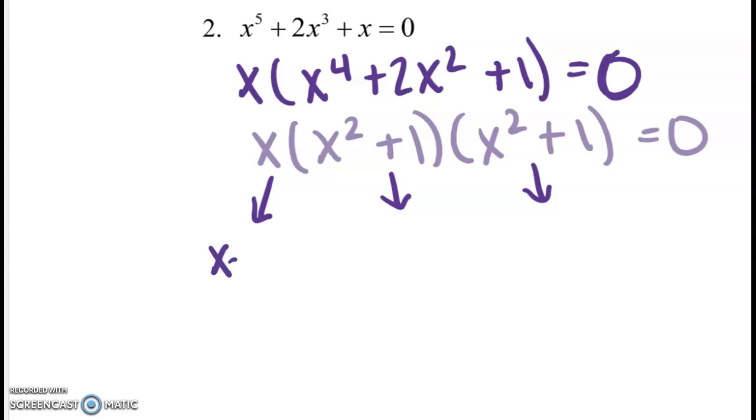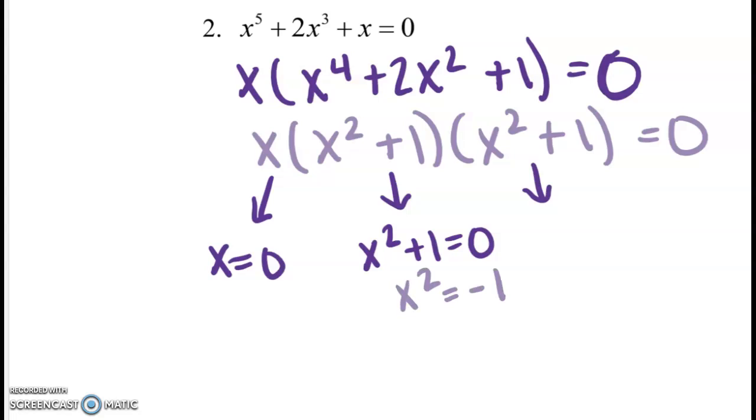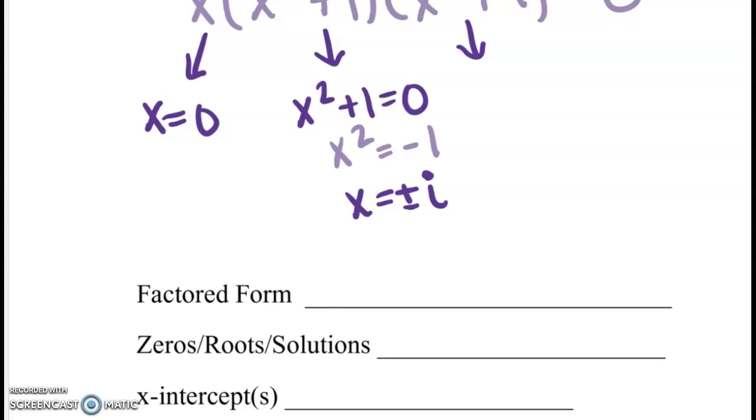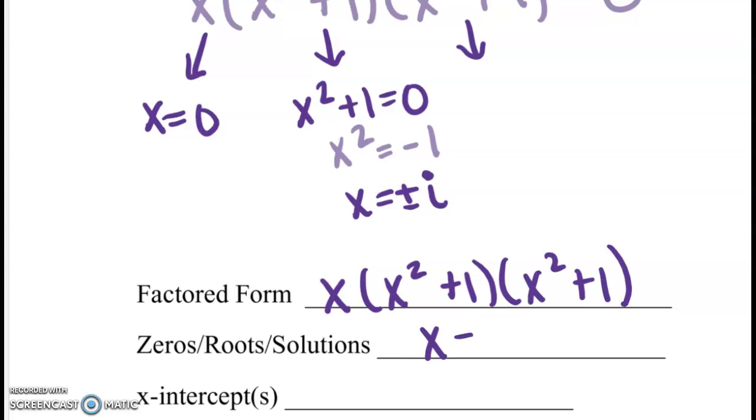So here, setting this equal to 0, I get x equals 0. Here we got x squared plus 1 equals 0, and the same thing's going to happen over here, so we don't have to do it. But I'm going to subtract the 1, take the square root, plus or minus i. So I've got 3 solutions, and this one is going to give me plus or minus i as well. So factored form, we're at x times x squared plus 1 times x squared plus 1. My zeros or roots or solutions, I'm at 0 plus or minus i.